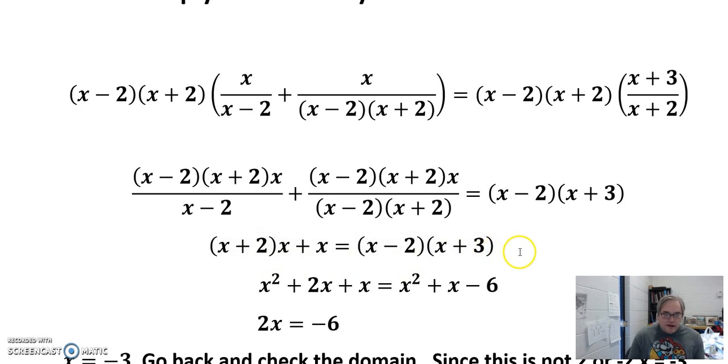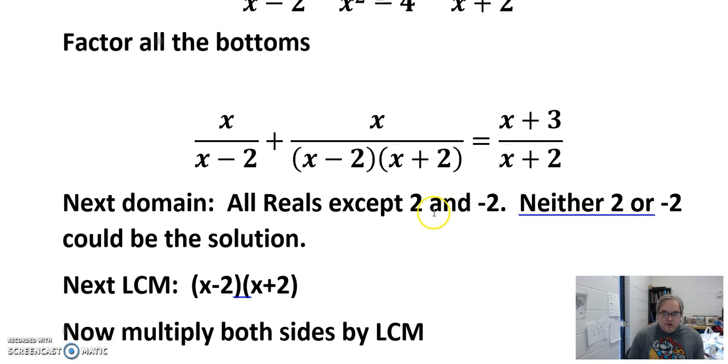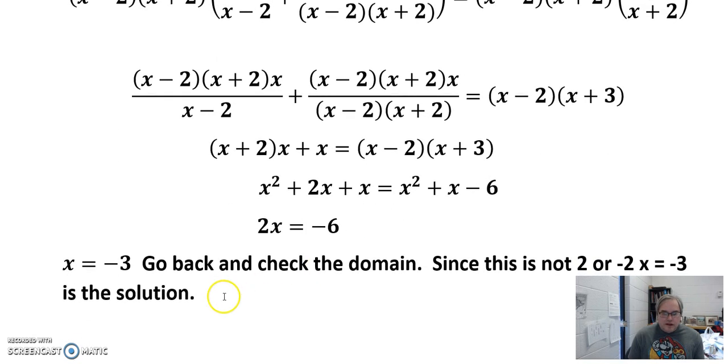You multiply out both sides, you collect like terms, solve the equation. We get 2x equals -6. That becomes x equals -3. And we have to go back and check this in the domain. So when I go up to the domain, my domain's all real numbers except 2 or -2. Well, since we got x equals -3, that's our solution.